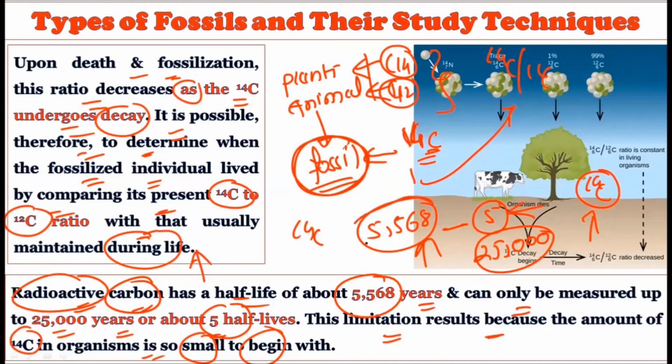Okay, and the half life is 5,568 years, and that is why by using these numericals, you can exactly calculate how much C14 is there and how old the fossil is. So the ratio at the lifetime and the ratio after fossilization, when you compare them, you can actually calculate the age of the fossil by using carbon's half-life period, which is 5,568 years. The only limitation is that you can use up to 5 half-lives only, that is 25,000 years only, because it is present in a very trace amount in the fossilized organism.